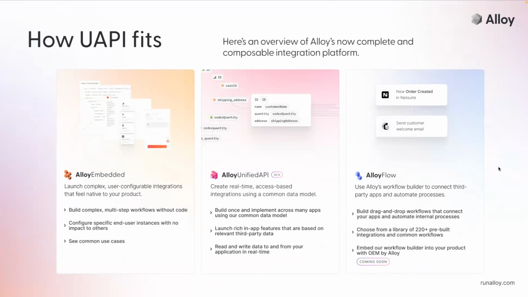So let's take a look at how Unified API fits into the broader picture. At this point, we have 3 offerings, 3 distinct solutions. We have our embedded iPaaS product, which is called Alloy Embedded. We have our Flow product, which is for merchants and end users to allow them to build complex flows on their own. And of course, we have our Unified API.